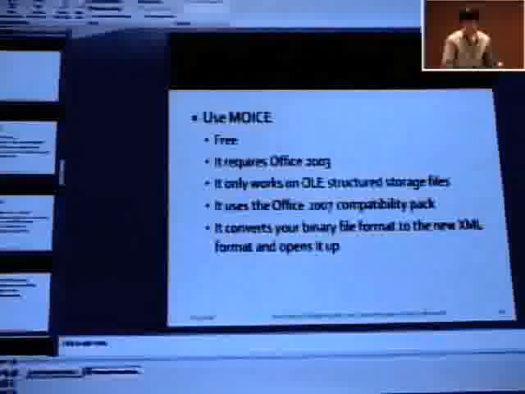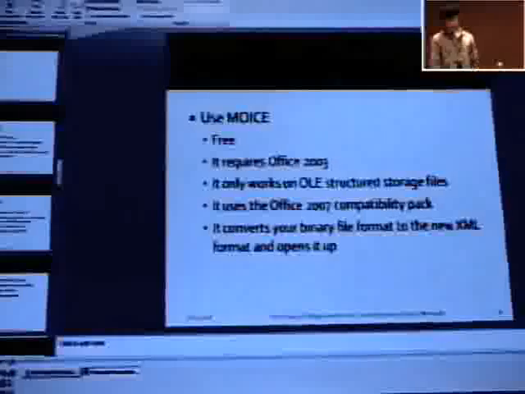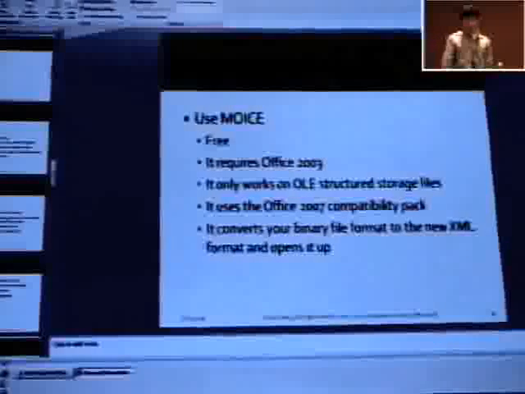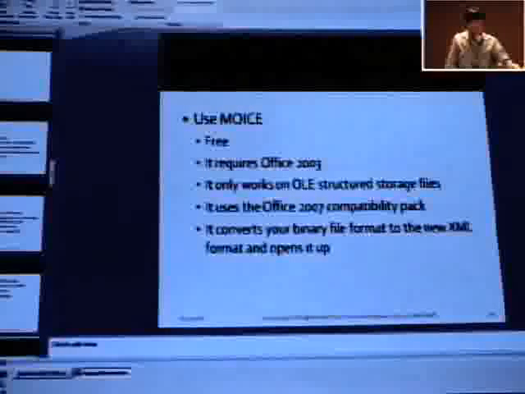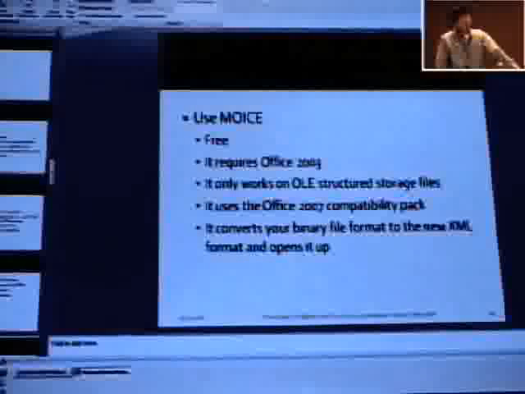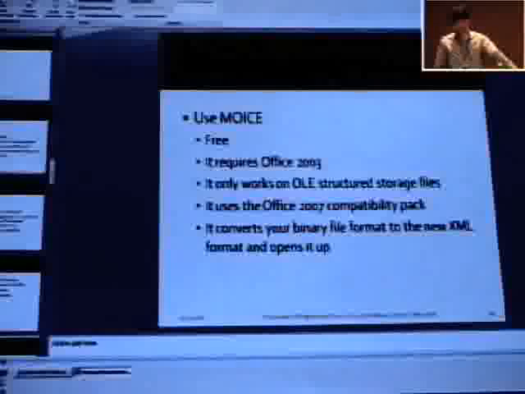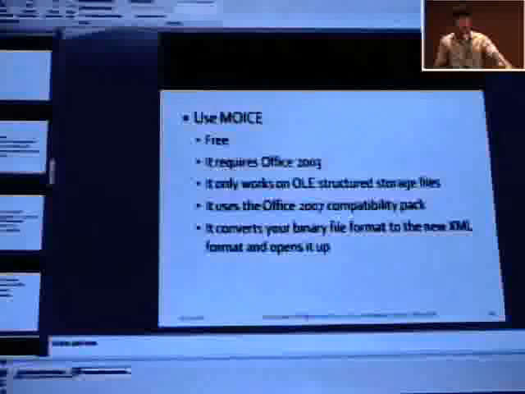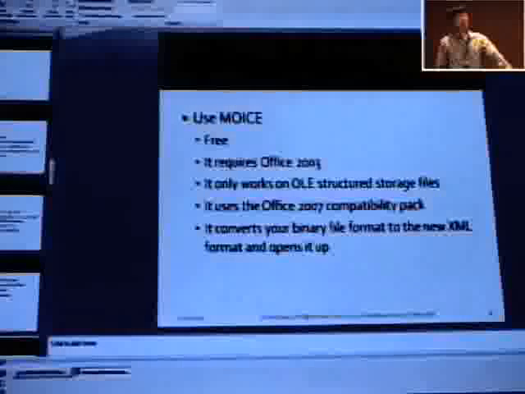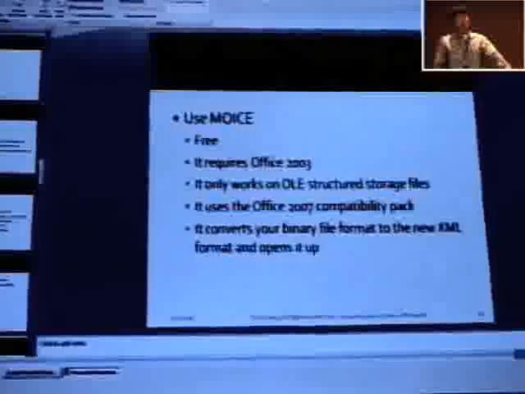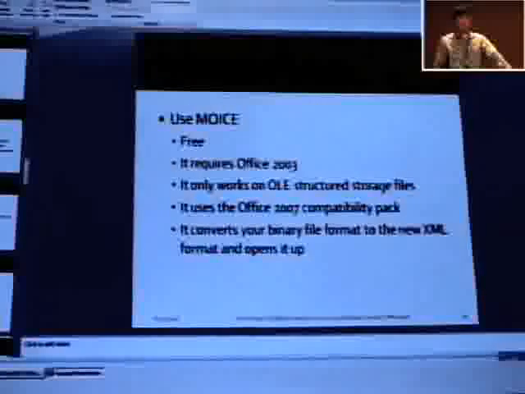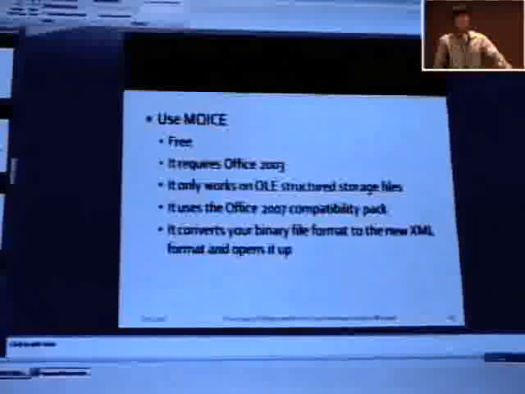All right, the defensive mechanisms, there are a few. You can use MOICE. It's a free tool that we wrote in response to these things. It requires Office 2003, and basically it only works on legacy files. What it does is convert your binary file format into the new Office 2007 file format, and then opens it up. So even if there were vulns, you won't see them. It'll just crash.